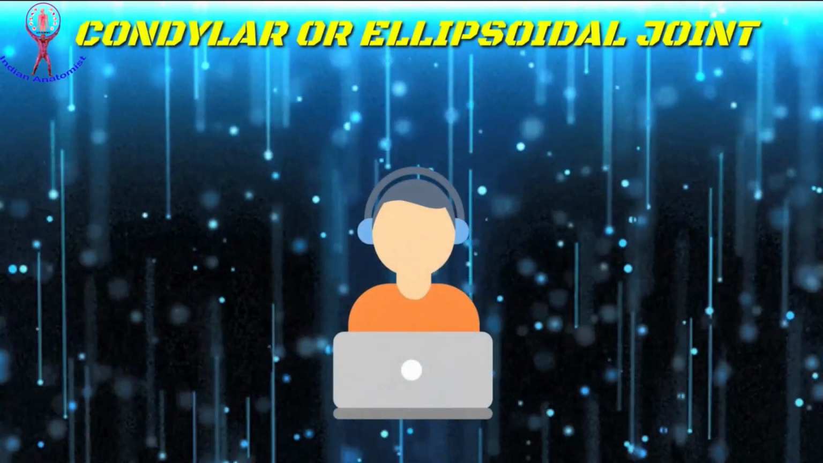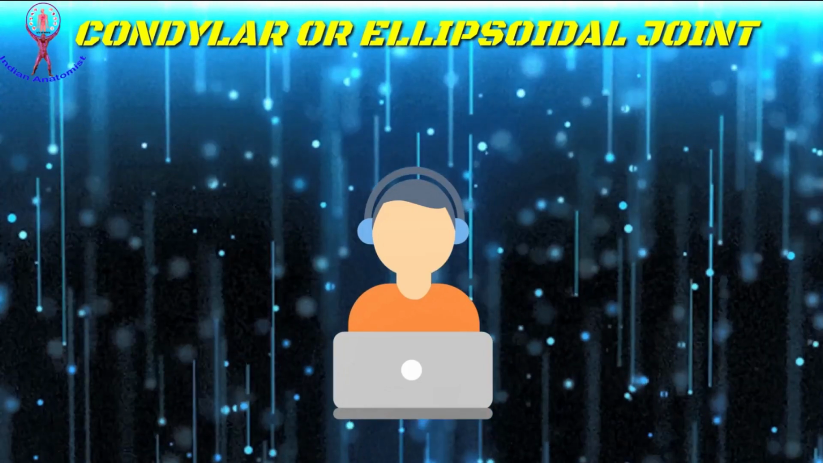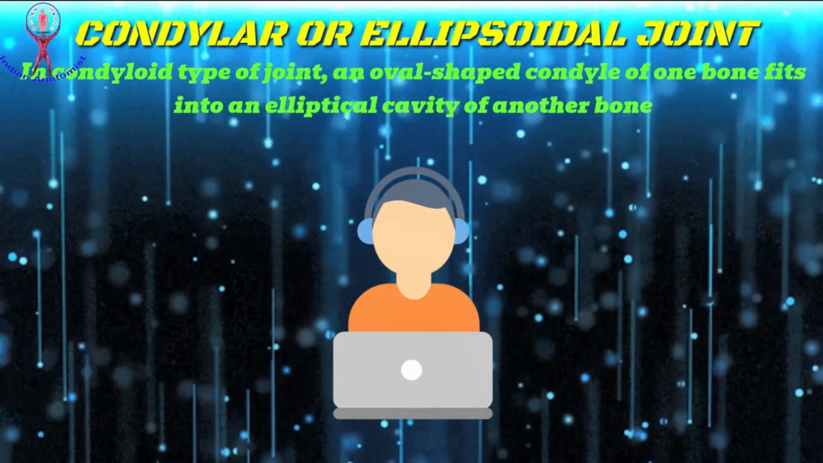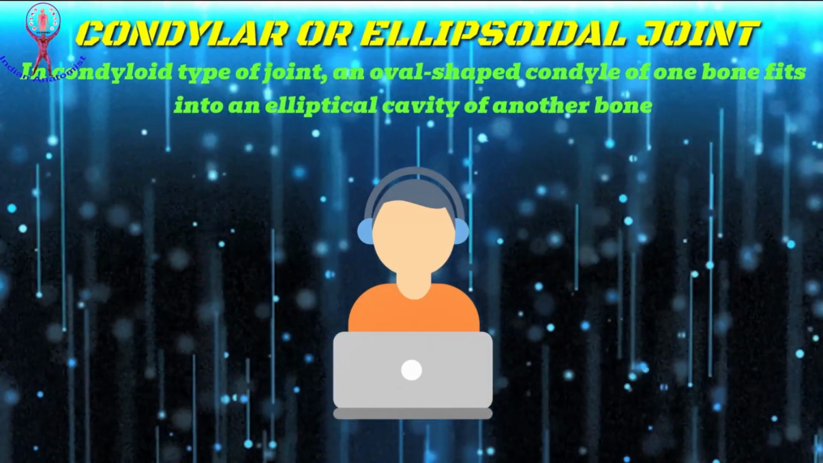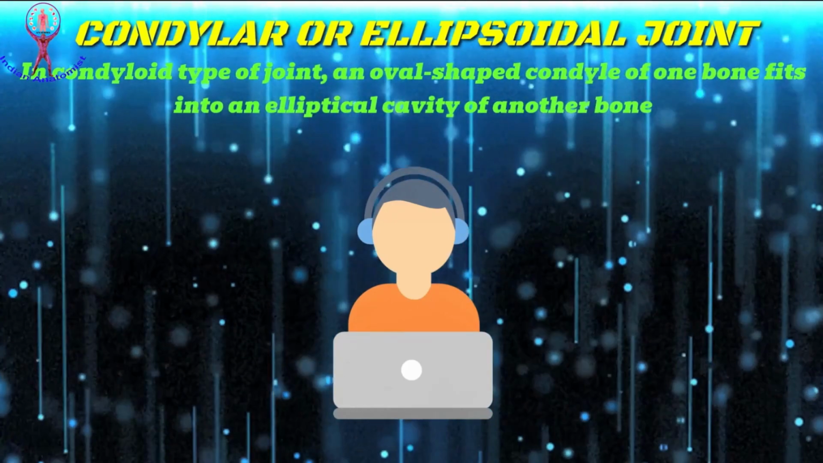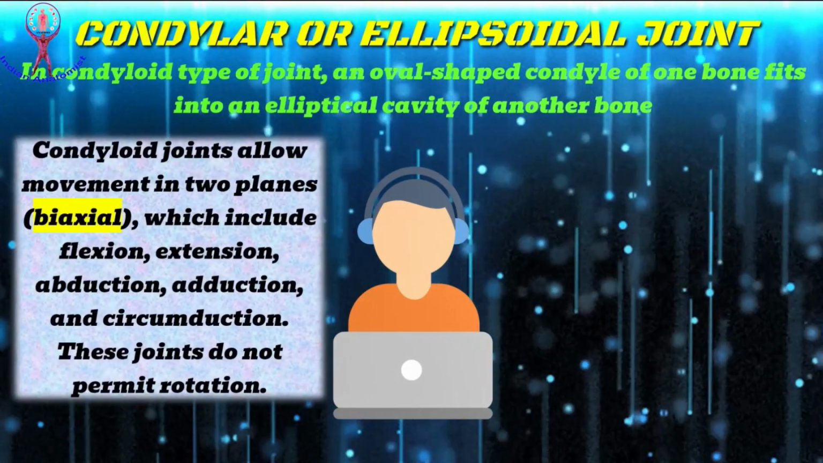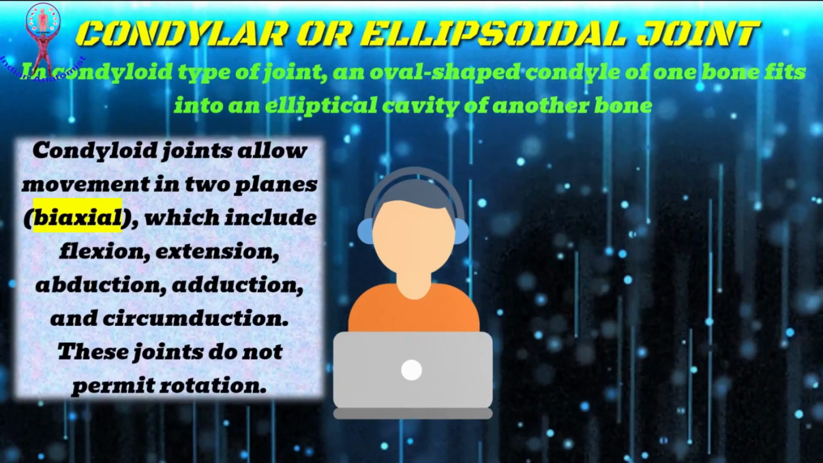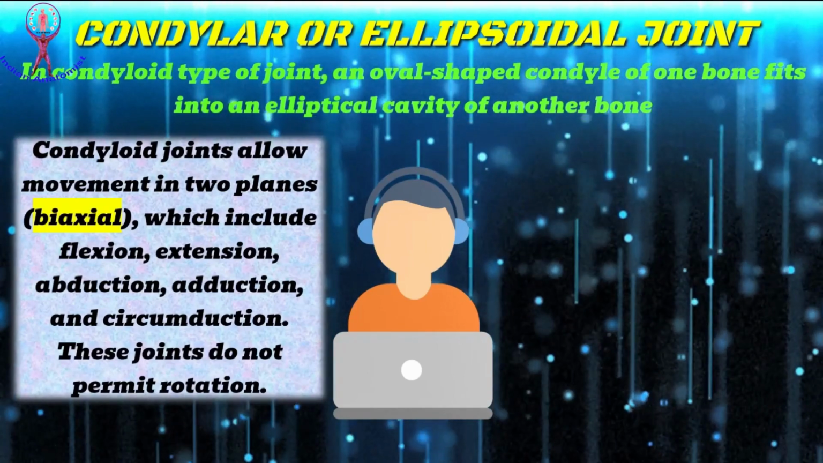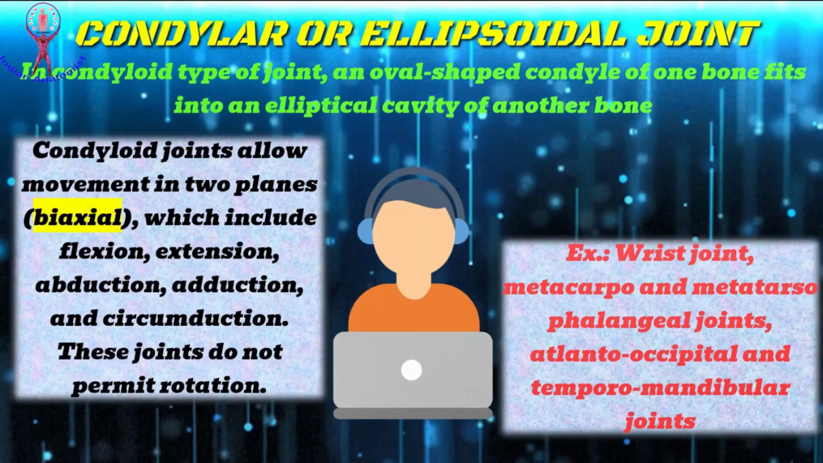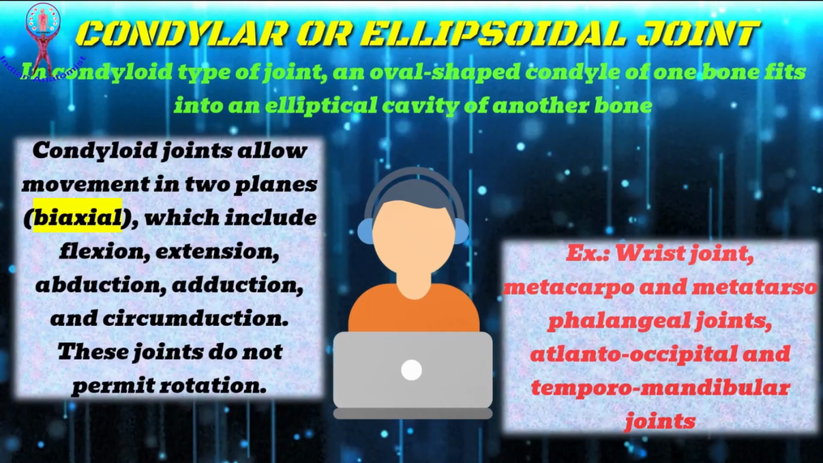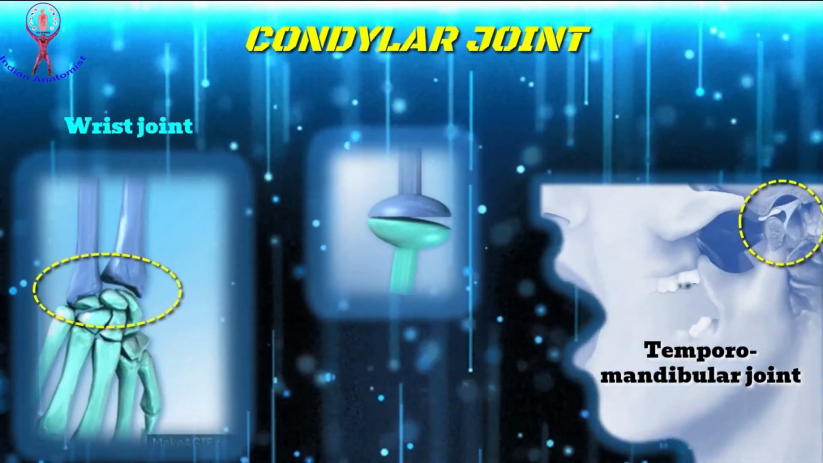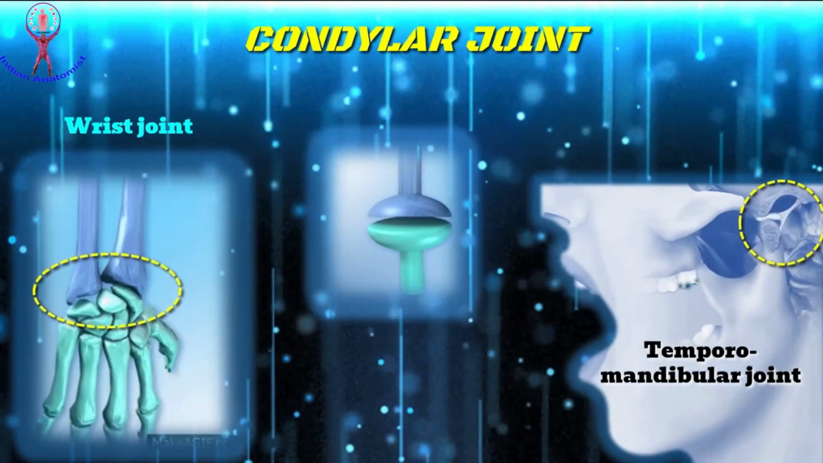The second type of biaxial joint is the condylar or ellipsoidal joint. In the condyloid type of joint, an oval-shaped condyle of one bone fits into an elliptical cavity of another bone. Condyloid joints allow movement in two planes, that is, biaxial nature, which includes flexion, extension, abduction, adduction, and circumduction. These joints do not permit rotation. The examples are the wrist joint, metacarpophalangeal and metatarsophalangeal joints, atlanto-occipital and temporomandibular joints. The provided image displays a few examples of the condylar joint.